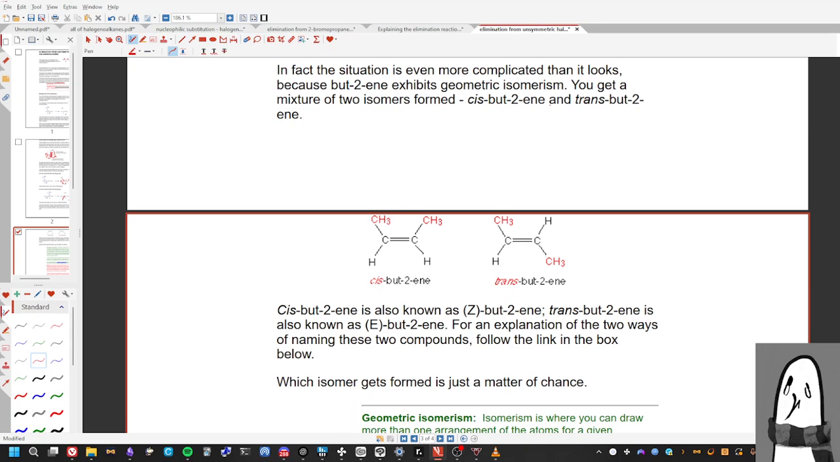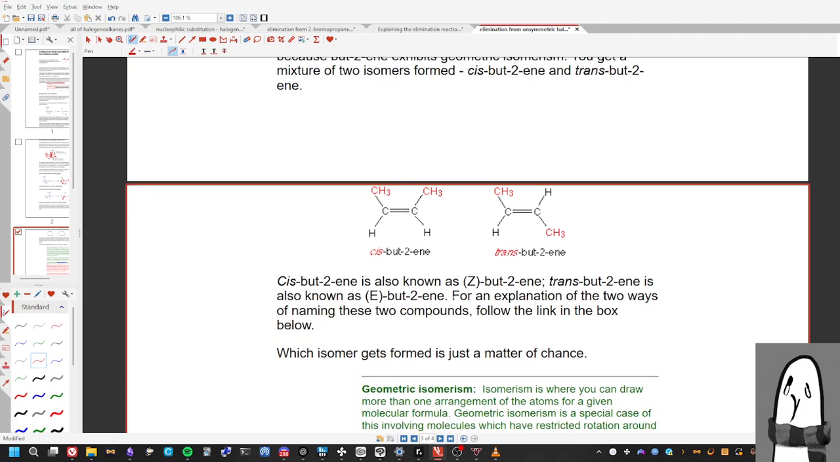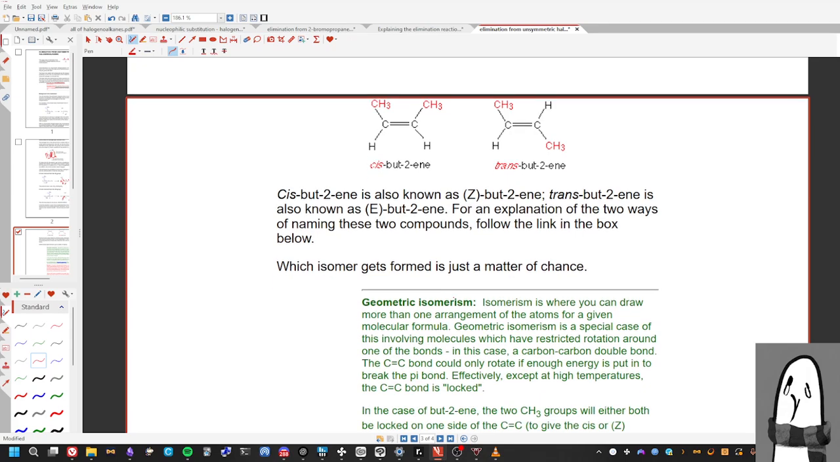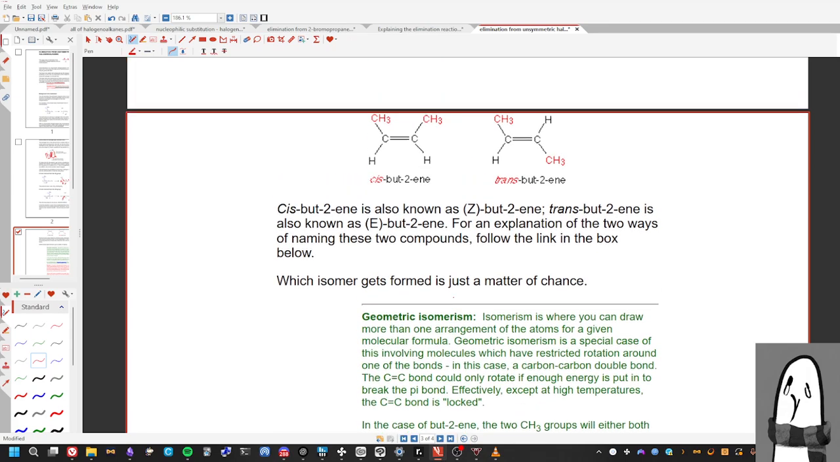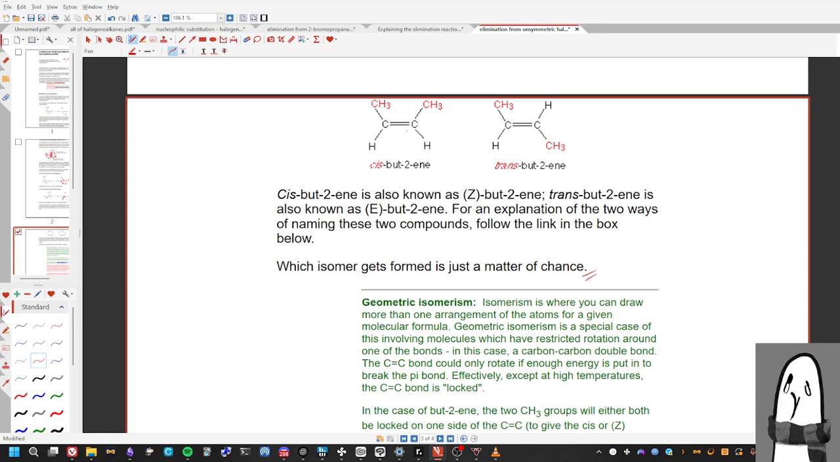So then you can write it with the CH3s both going on top, cis-butene and trans-butene, and then you also have your Z and your E. It's just a matter of chance what gets formed. But again, what is cis? What is trans? Cis is same and trans is different, right? Yeah, this seems totally understandable to me.